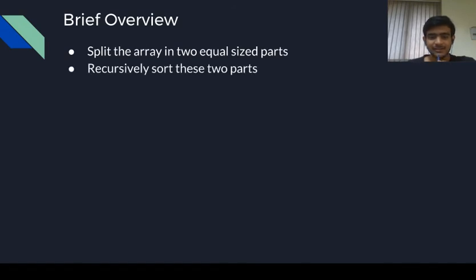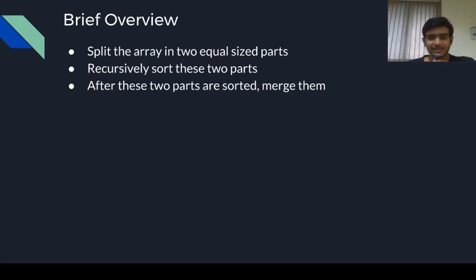Then we will recursively solve these two parts, by solving I mean sorting these two parts. So we'll recursively sort these two parts, and after the recursive call ends we would have two equal sized arrays that are sorted. Now we will have to merge these two sorted arrays to get a bigger sorted array. So this merging part is also quite different from the one in quicksort.